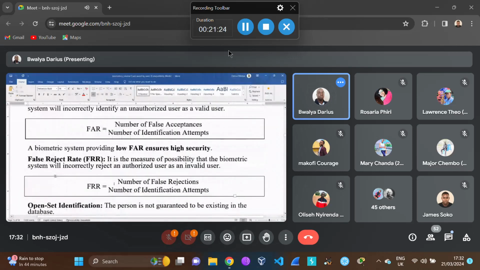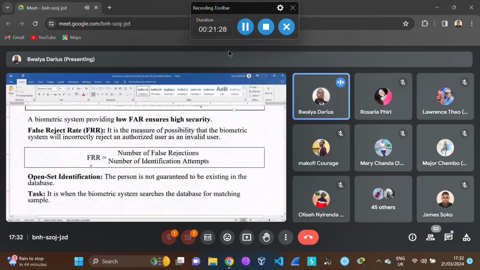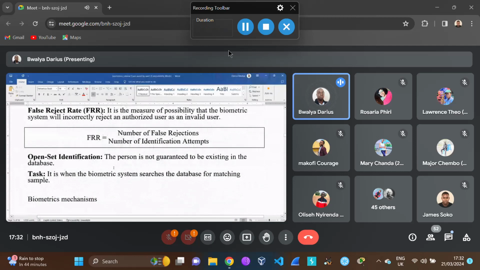So it is something like this. But when you are thinking of closed set, maybe that is something that can help you to have a clue about these two terms. Open set identification means the person is not guaranteed. Maybe he's there, maybe he's not. Like some people are open-minded, yeah?